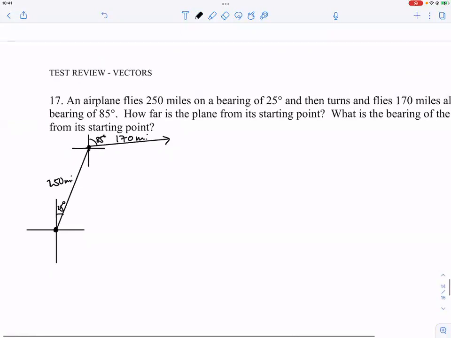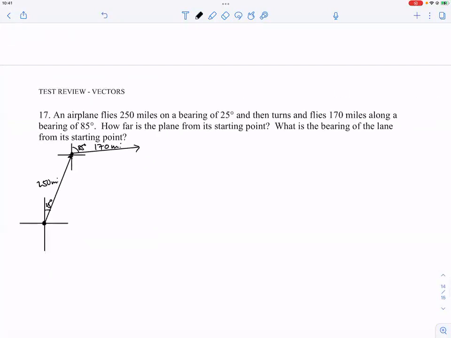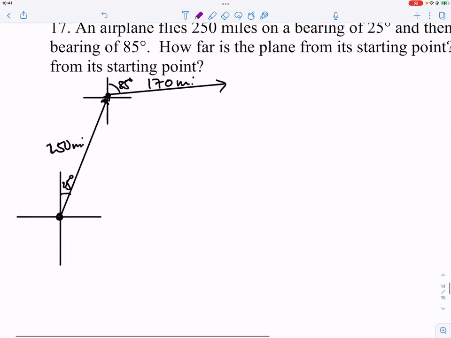So we're asking what? We're asking how far is the plane from the starting point? And what's the bearing of the plane from the starting point? So very similar to the previous question, we are looking for the resultant, basically. They are already connected from head to tail. So we've got the lengths already. The only thing necessary is to find this little obtuse angle right here.